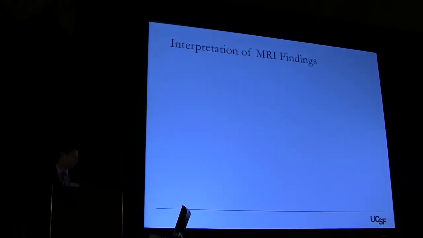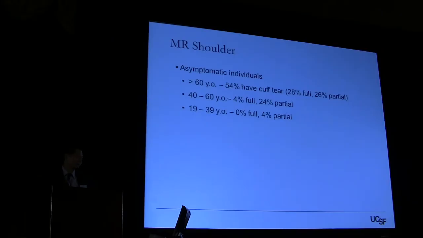Okay, so the last part here is you've figured out what's wrong, you've ordered your MRI, and then the radiologist gives you a report with a bazillion words on it. How do you interpret this? So a few things for us to know.